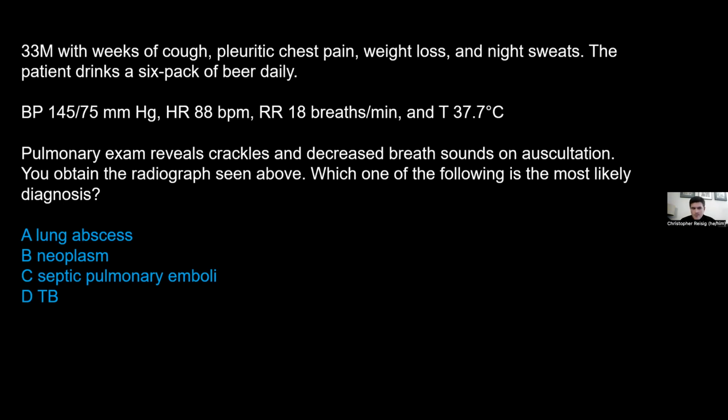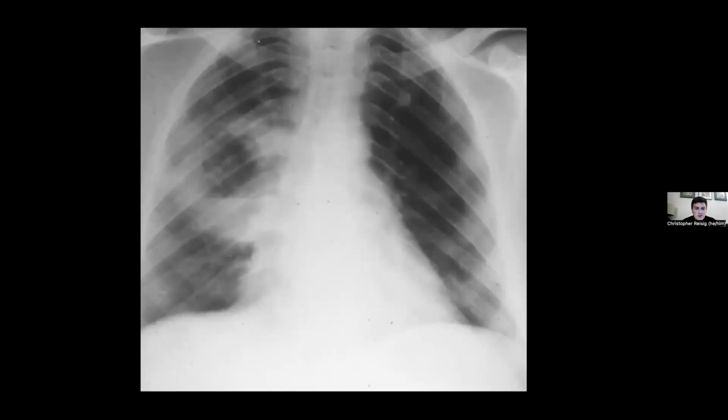We haven't shown it to you yet, but they're asking you which do you think is the most likely: lung abscess, neoplasm, septic emboli, or TB. So none of these things are good, and the answer is not simple pneumonia. And here's your chest x-ray.